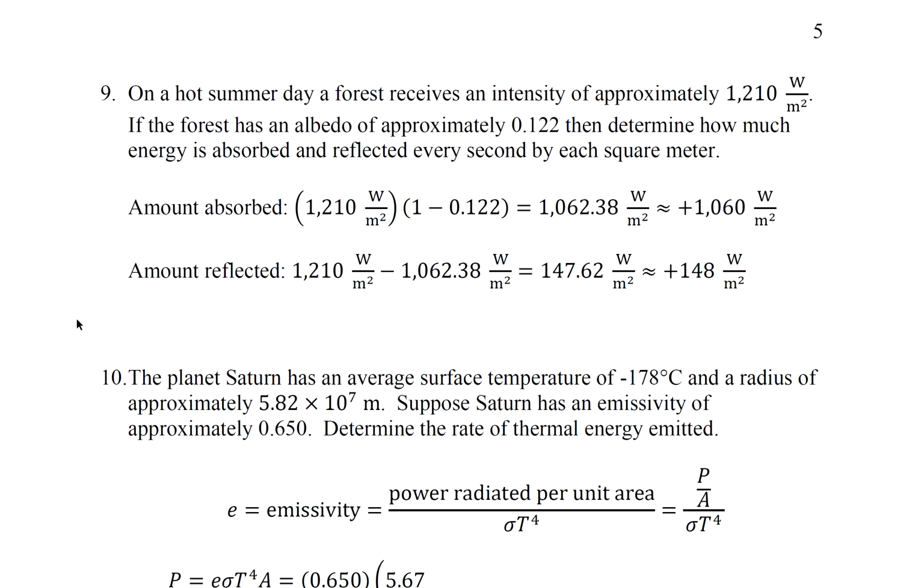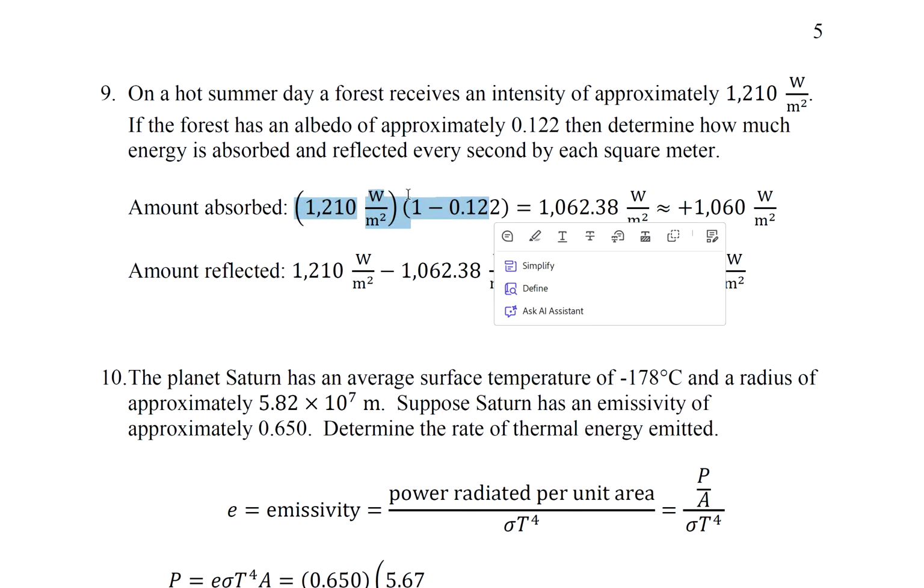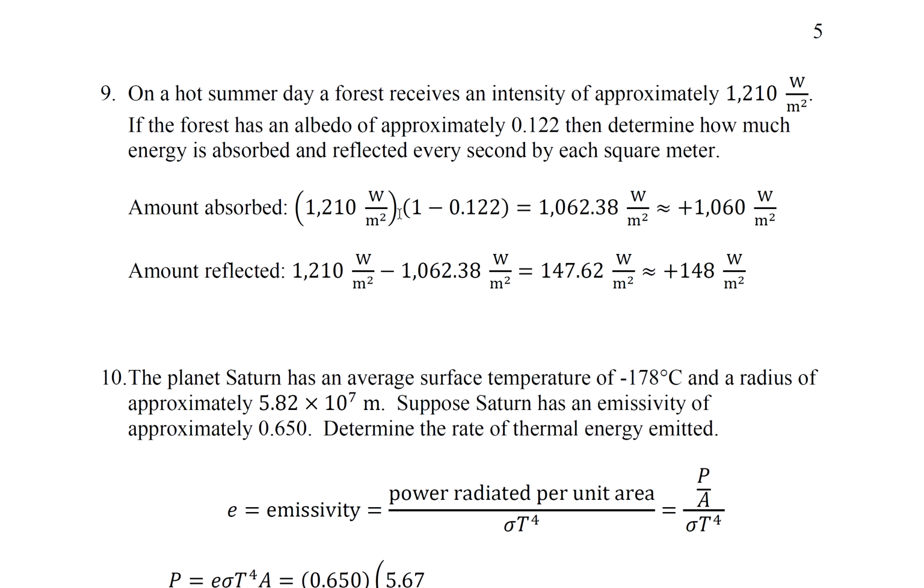Question 9. On a hot summer day, a forest receives an intensity of approximately 1,210 watts per meter squared. If the forest has an albedo of approximately 0.122, then determine how much energy is absorbed and reflected every second by each square meter. So this is the amount absorbed here. As you can see, this is 1 minus albedo. So that's the amount absorbed. And this is the amount reflected here.